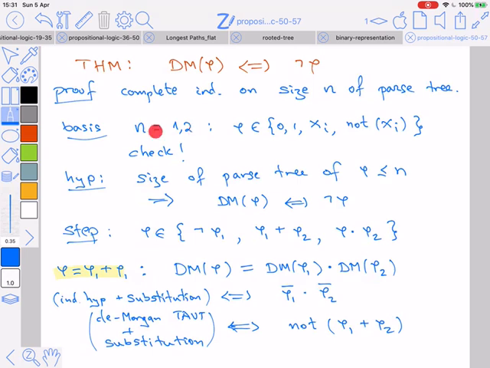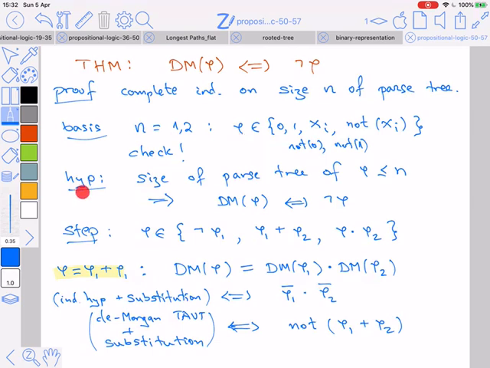Well, if n equals 1 or 2, then phi can be only one of these formulas. It could be 0, it could be 1, it could be xi, it could be not xi, and I forgot two cases, let me add them. It could also be not of 0, or not of 1. Now I'll leave it for you as an exercise to check that in all of these 6 cases, it is indeed true that the De Morgan dual of phi is logically equivalent to the negation of phi. Okay, so you need to check this.